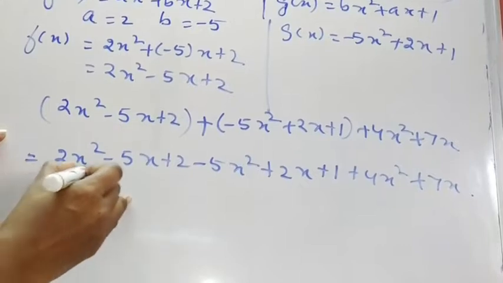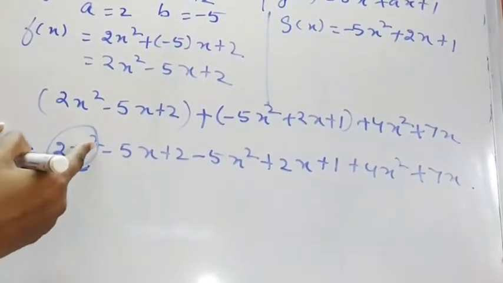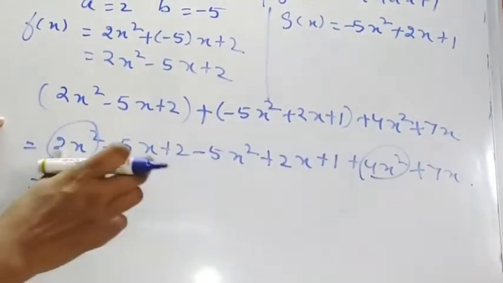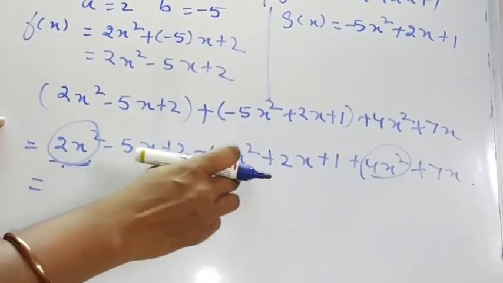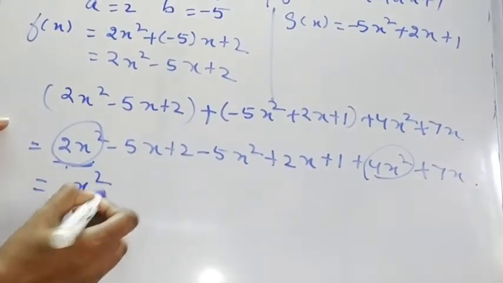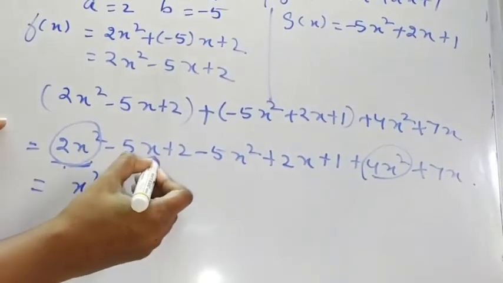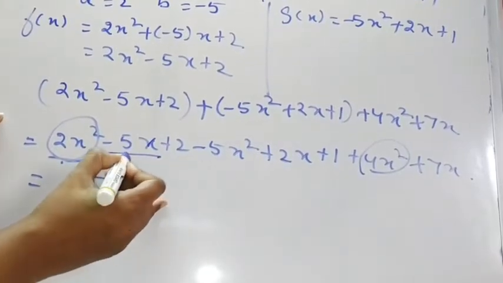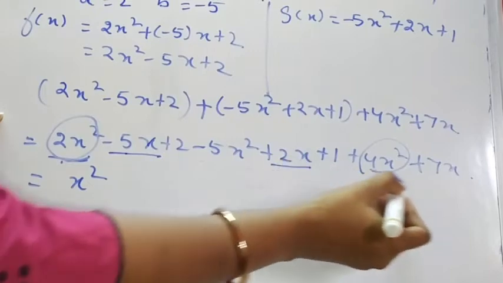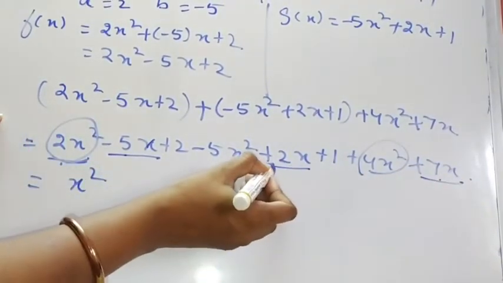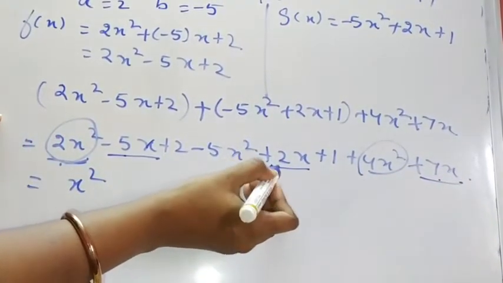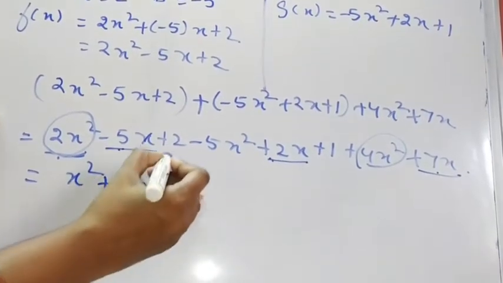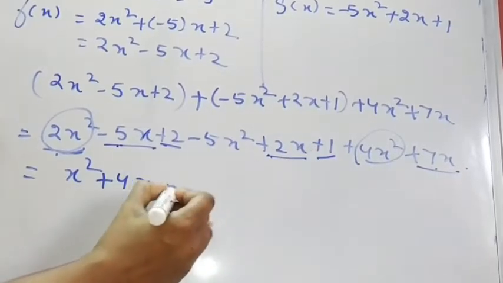So simplifying the terms of degree 2: 2x squared and 4x squared give us 6x squared, minus 5x squared, so we get x squared. Now coming to the terms with the variable x: minus 5x plus 2x and plus 7x. So 7x plus 2x, we get 9x. So 9x minus 5x gives us plus 4x. And 2 plus 1, we get 3.